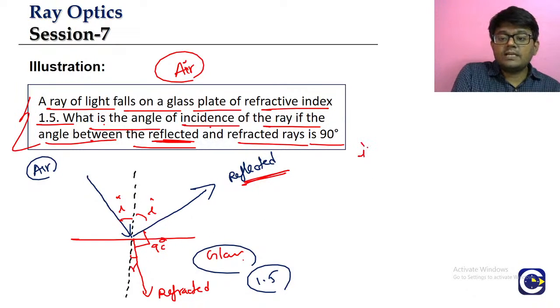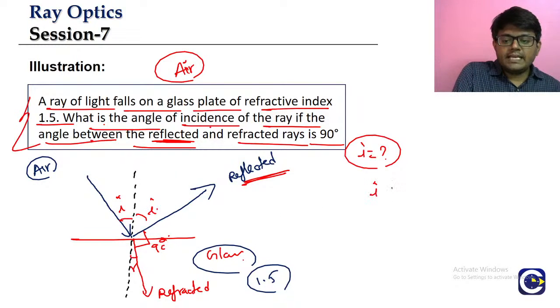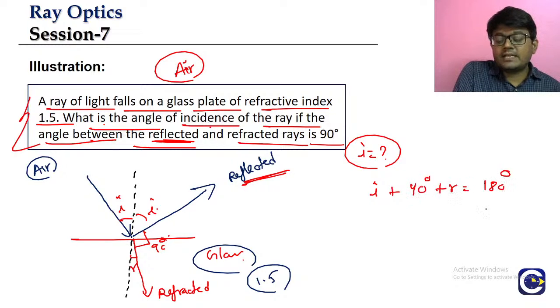Further, they are asking what is the I value for that given condition. Now look at it. I, this is 90, this is R. All the three angles are forming angle on a straight line, correct? Which means I plus 90 plus R is equal to what? Angle on a straight line is 180.